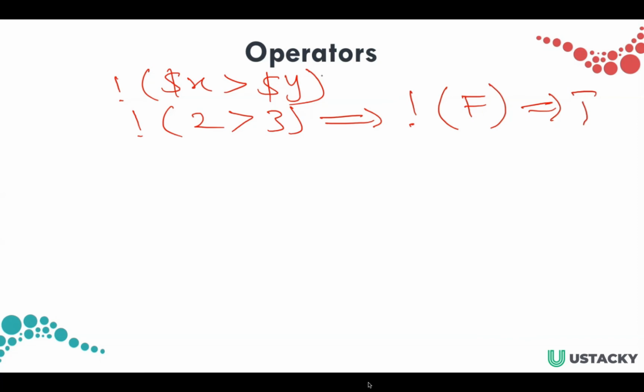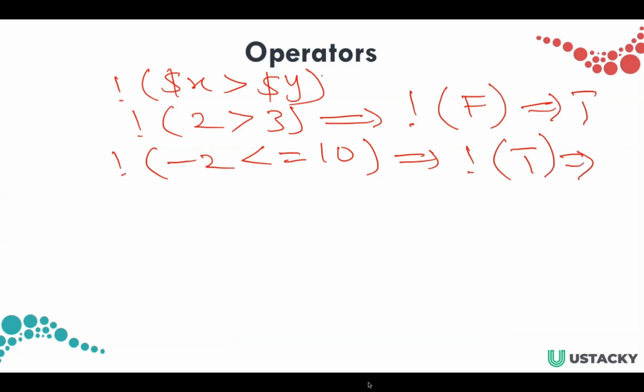Another example, maybe you want to negate minus 2 is less or equals to 10. So minus 2 is less or equals to 10. So you are negating this is less or equals to 10. So this is true. So the answer will be false.